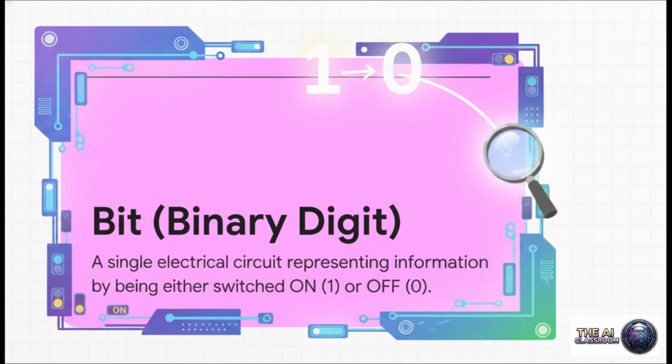It can only ever be in one of two states, right? It is either switched on, which the computer reads as a 1, or it is switched off, which the computer reads as a 0. There is no kind of on or mostly off. It's a strict binary choice, true or false, 1 or 0. This incredibly simple on-off state is the entire foundation of digital data representation.